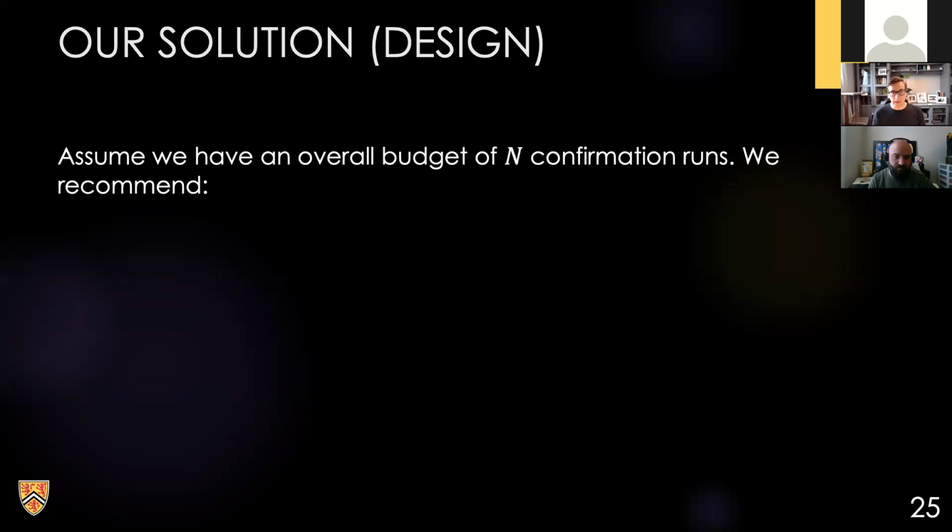So speaking of design, we'll start there and then we'll talk about the analysis. So we're going to imagine that we've got this overall budget of n confirmation runs, acknowledging again that typically this is going to be a small number. It might be nice to think about determining this number through some power analysis, but the reality is that this is probably some fixed number determined by resource constraints.